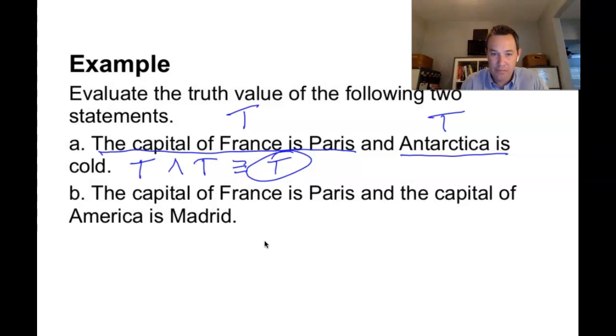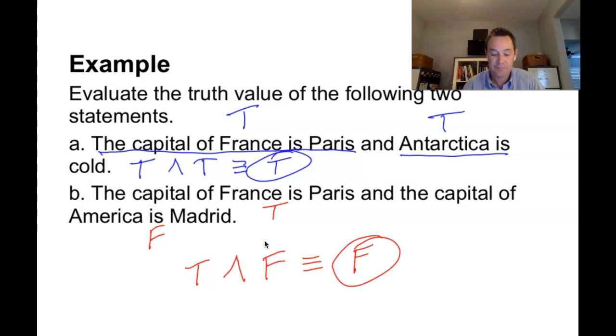All right, the capital of France is Paris, and the capital of America is Madrid. So the capital of France is Paris is true. The capital of America is Madrid is false. So we have a situation where we have a new proposition that goes true and false. Now we know that the AND conjunction is only true if both sides are true. So this is false.